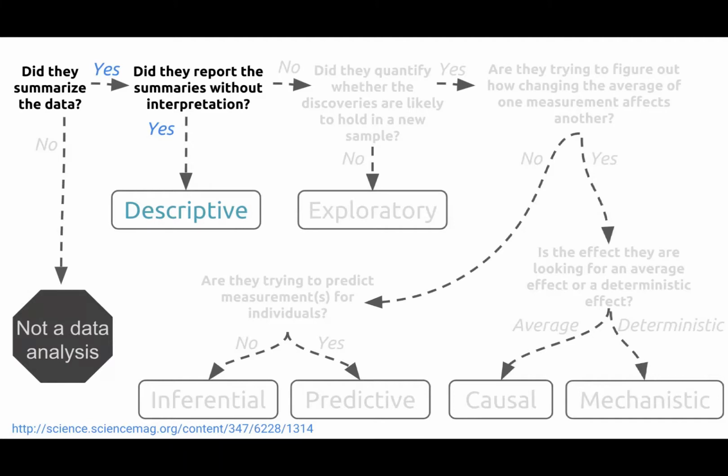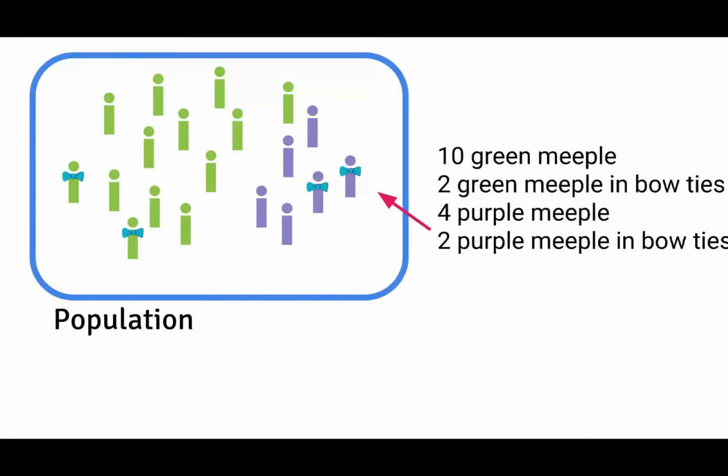The next question you might ask is, did they report summaries of the data without any interpretation at all? If they did that, then it's a descriptive data analysis. So here's an example with cartoons that show you what a descriptive data analysis is. In this case, there's a population. There's 18 meeple. These are all the meeple in the entire world. And we can describe them by saying there are 10 green meeple, 2 green meeple in bow ties, 4 purple meeple, and 2 purple meeple in bow ties.